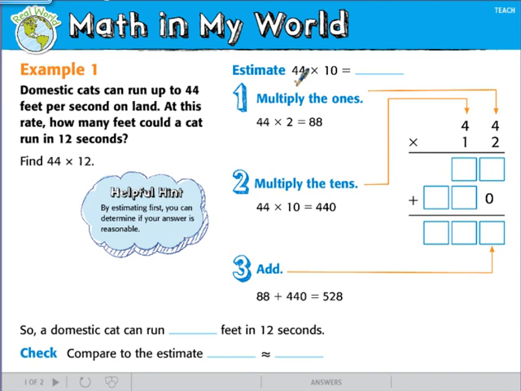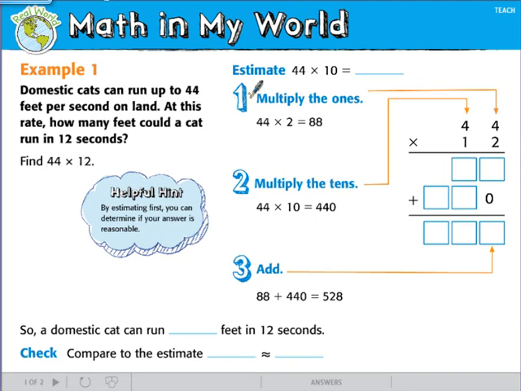Number 1, it says estimate 44 times 10. Well, let's read our question first. I'm sorry. Domestic cats can run up to 44 feet per second on land. At this rate, how many feet can a cat run in 12 seconds? So it wants us to find out 44 times 12. First thing we want to do is estimate. That way we have something to compare our answer to.